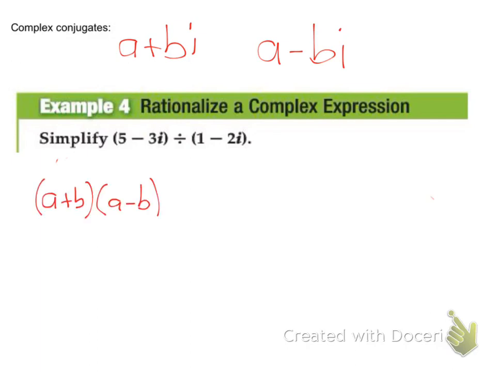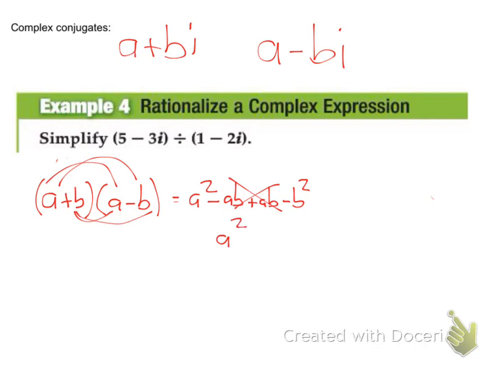That's the sum and difference: a plus b times a minus b. Do you guys remember what that equals? A squared minus b squared. Okay, he's going to work it out. So a times a is a squared, a times negative b, b times a, and b times negative b. What happens to the middles? So you're left with a squared minus b squared. What is that called?